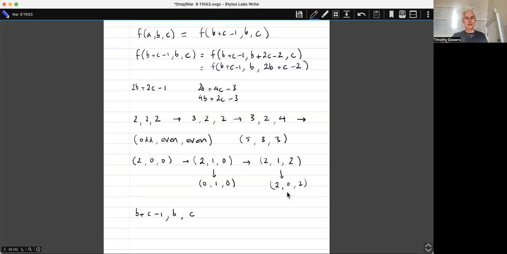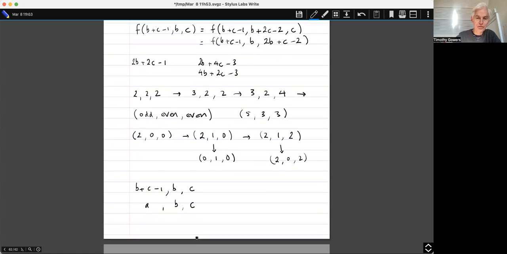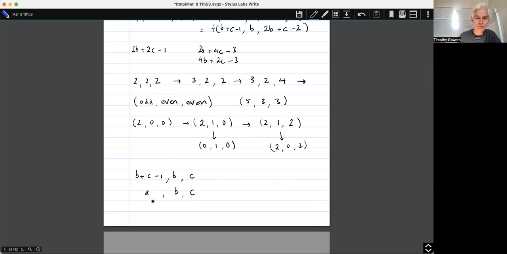Okay. So if B plus C minus 1 BC comes from ABC, then if it's not boring, so if ABC didn't itself, if A wasn't already equal to B plus C minus 1, that tells us that, for example, b might be a plus c minus 1. And if b equals a plus c minus 1, then a equals b minus c plus 1.